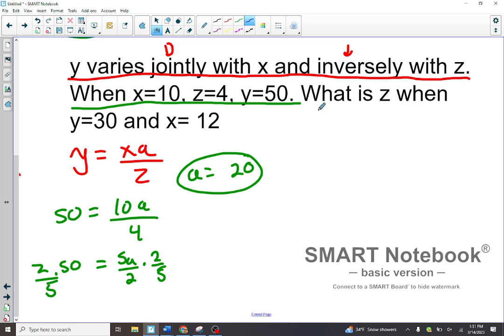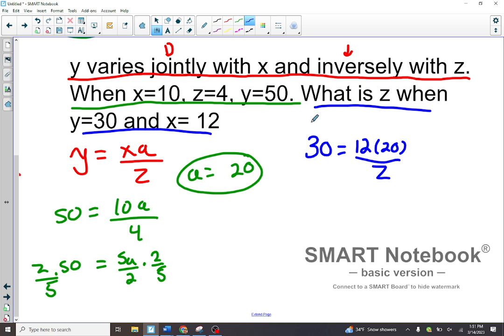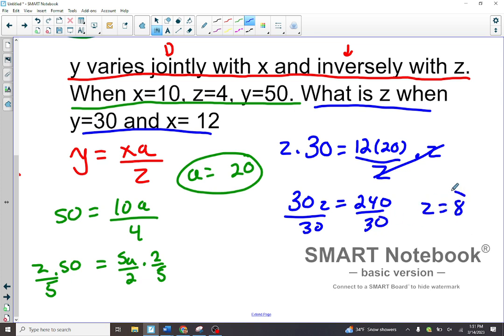So then, what is z when y is 30 and x is 12? So pay attention. I asked you what z is. So you're going to do 30 equals x, which is 12, times my a value, 20 over z. I'm going to multiply z on both sides to get it away from the bottom. So 30z equals 12 times 20, which is 240. 240 divided by 30, z equals 8.